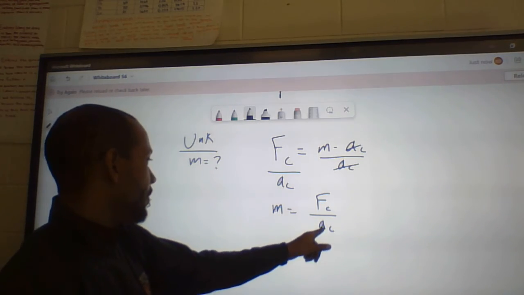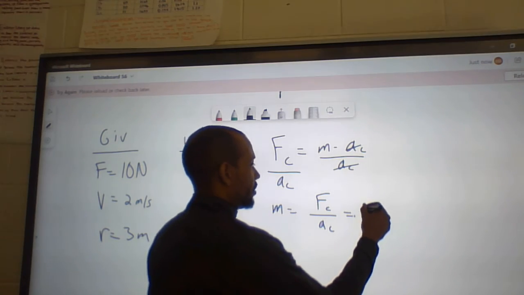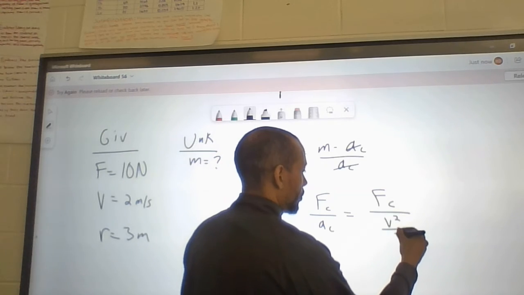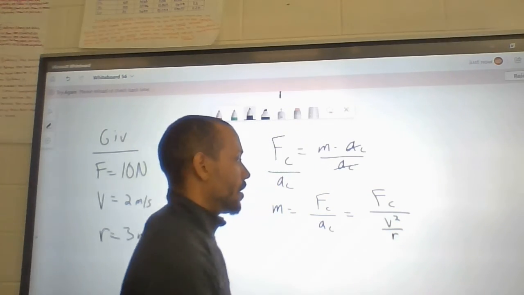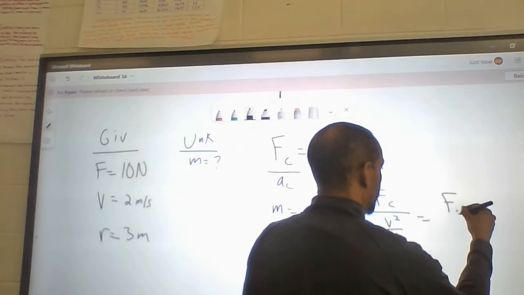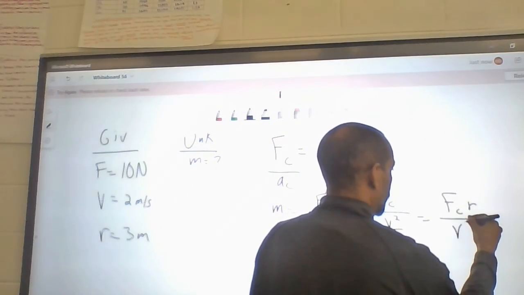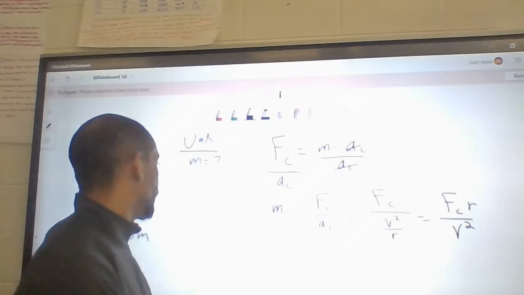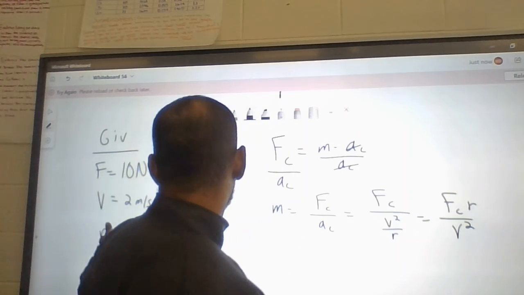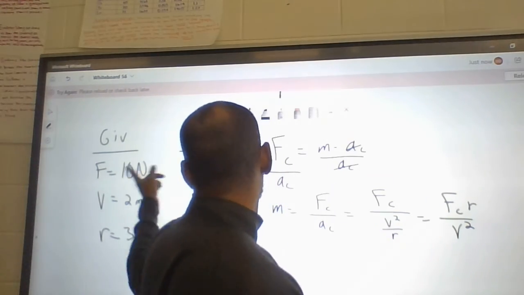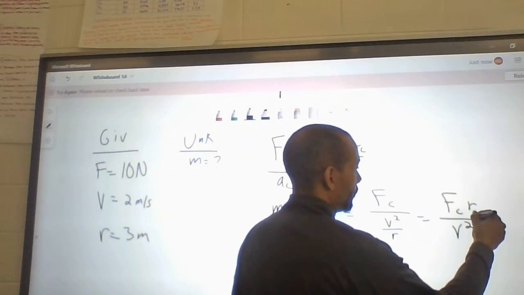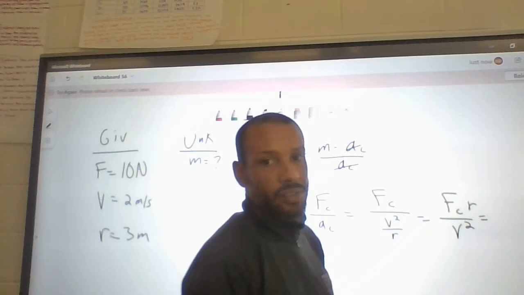We have a force, but we don't have centripetal acceleration, so this would just be force over v squared over r. And then whatever's in the bottom of a fraction gets flipped to the top. And then we have all of these values. So we have v, we also have r, and we have force. So now we can just substitute in and we'll be able to find the value here. Just make sure you put it in the calculator correctly.